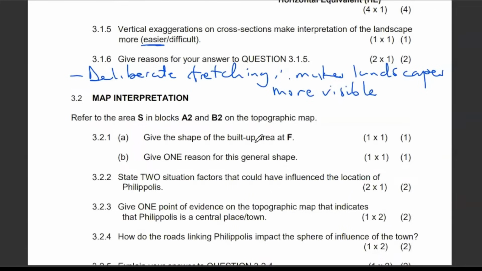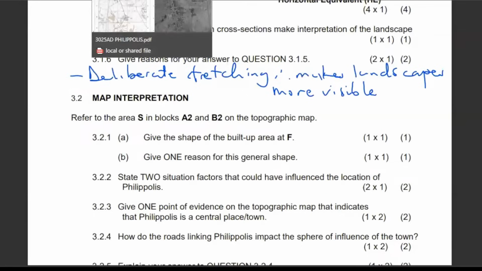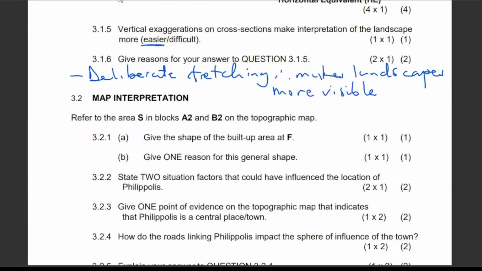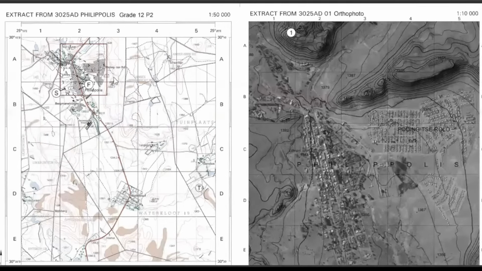Refer to the area asked in block A2 and B2 on the topographic map. Give the shape of the built-up area. Let's try to see if the area is visible on the map. We are referring to the topographic map, and we want to look at the shape of the built-up area in blocks A2, B2. Right, block A2 and B2 on this area here.